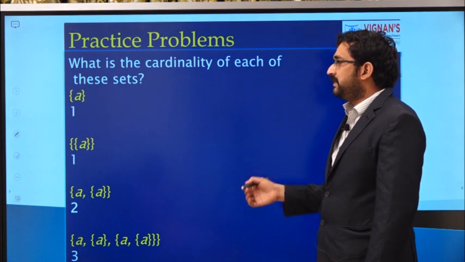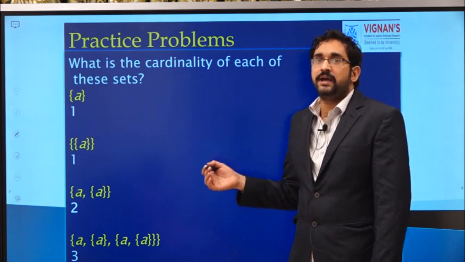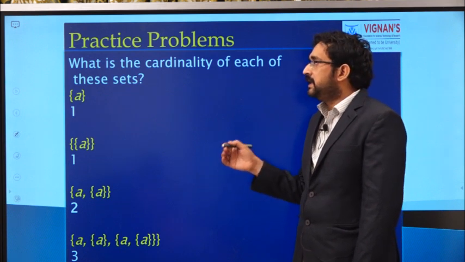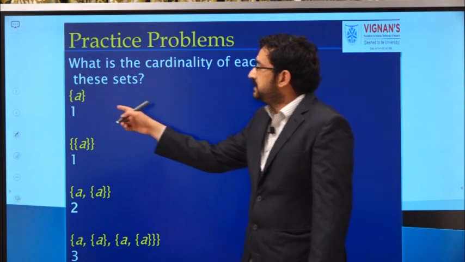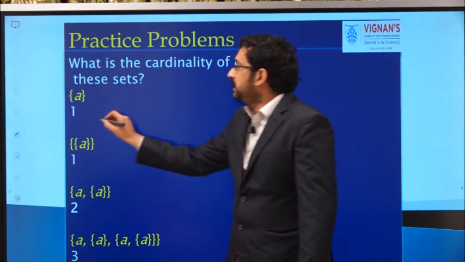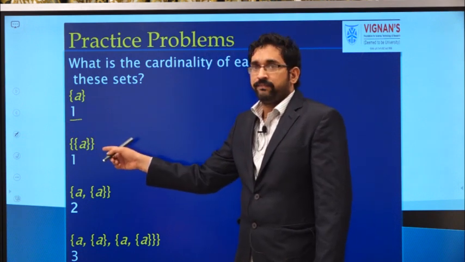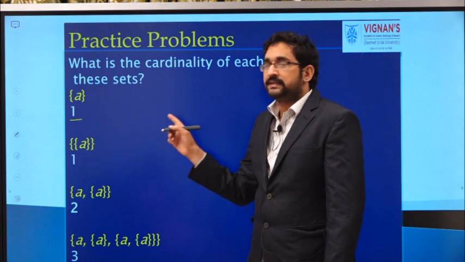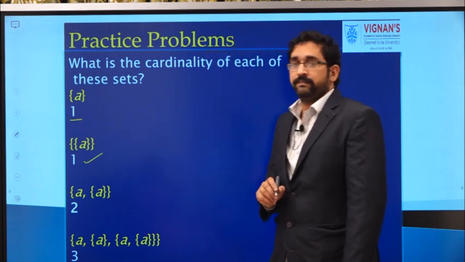Next, here some problem is given. We have to find the cardinality of the given set. So what is the cardinality of a set? It is nothing but the number of distinct elements in the given set. See the first one, singleton A. As it contains only one element, its cardinality is 1. Next, set of singleton A. As the given set contains a singleton set as its member, its cardinality is also 1.